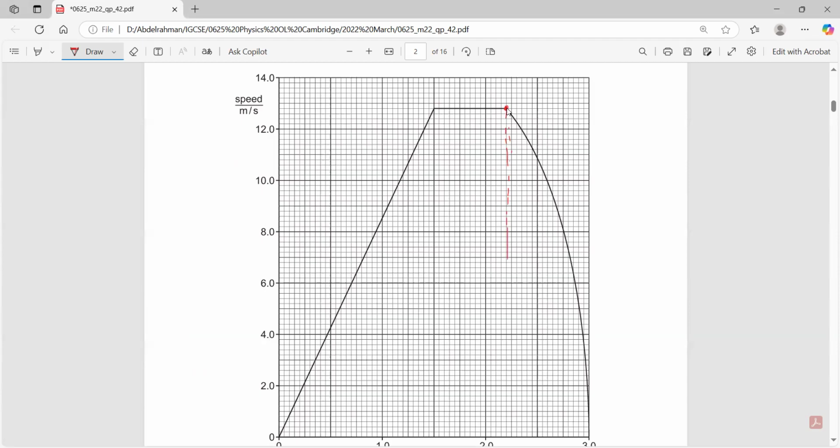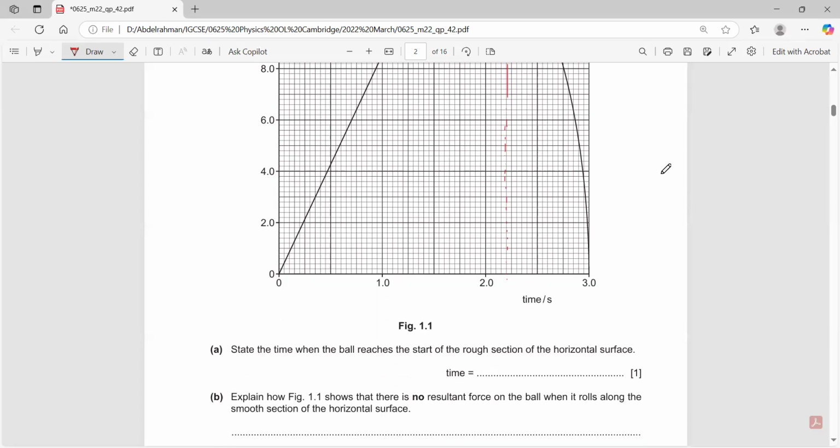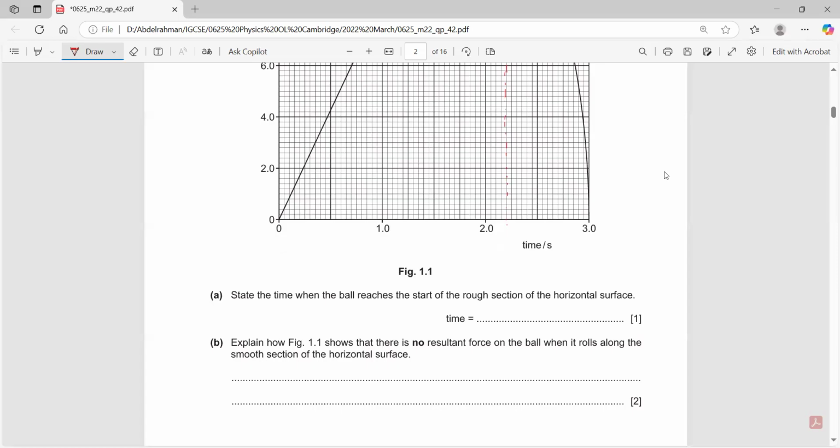Let's check out the time. If you draw the vertical line, it would be at exactly 2.2, not 2.4, not 2 point anything, it is 2.2 seconds.